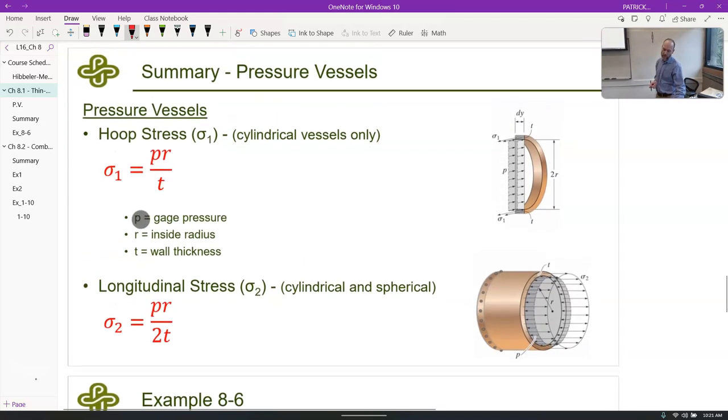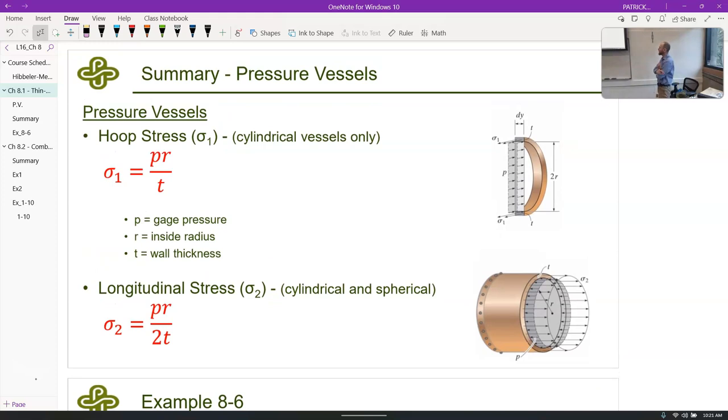So this kind of unique scenario for pressure vessels boils down to those two scenarios. If we have a cylinder, the dominant one is going to be the hoop stress, and that normal stress is PR over T. And if we have either a cylinder or a sphere, looking at that longitudinal stress, it's half sigma 1, which is PR over 2T.